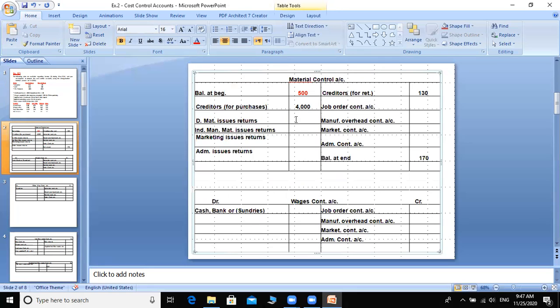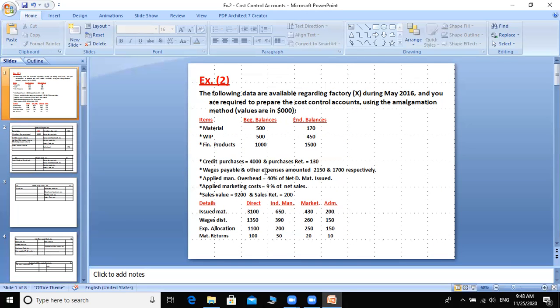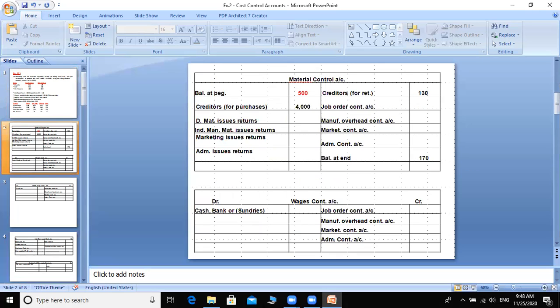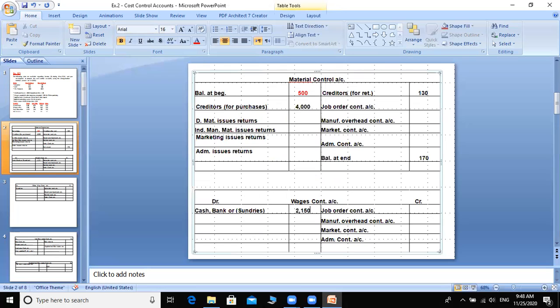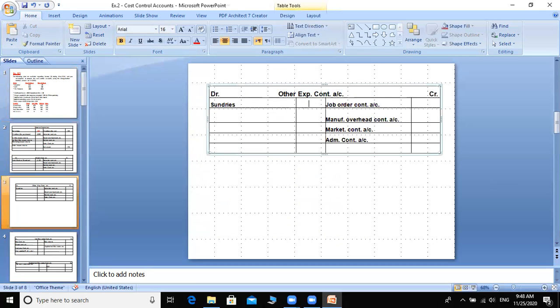If they were cash, the 4,000 will affect the cash account in the credit side, and the return will affect the cash account in the debit side. This is on credit. So creditors or accounts payable or notes payable, whatever. Okay. He told me wages payable and other expenses amounted to 150 and 1,700. So wages 2,150, wages account. And the expenses, he told me that equal 1,700. So the other expenses payable, 1,700.